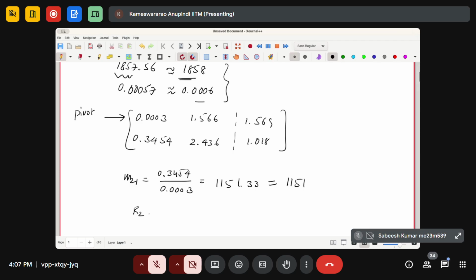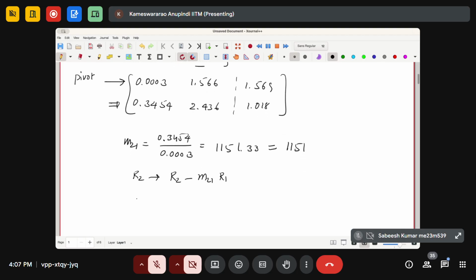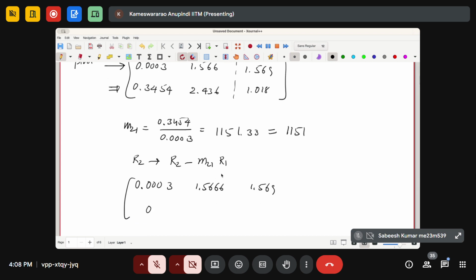Then we can write my row operation R2 equals R2 minus M21 times R1. That means the second row we are going to transform as R2 minus M21, that is this quantity, times R1. Okay, so we're going to subtract off the first row multiplied with M21 from R2. That means the first row is going to remain the same, 0.0003, 1.566, 1.569. The second one, this is going to be 0. That's what I mean, at least our algorithm with the M21, it is supposed to be 0. And then this value is supposed to be essentially 1151 times 1.566.